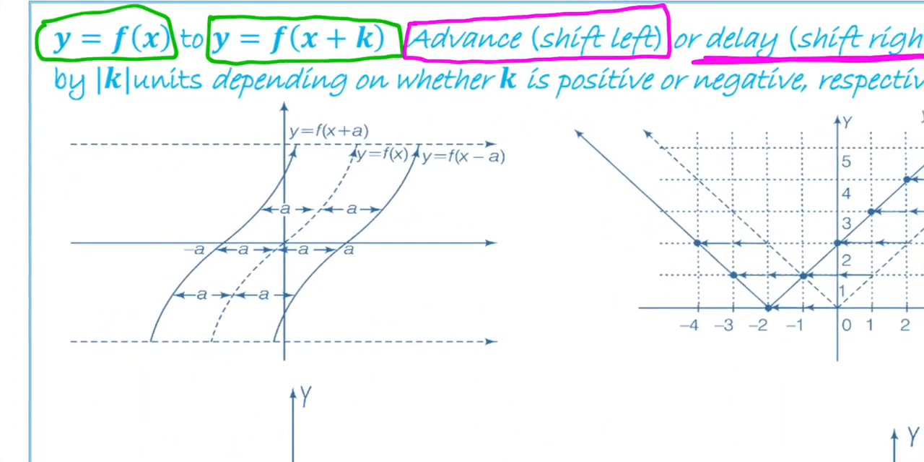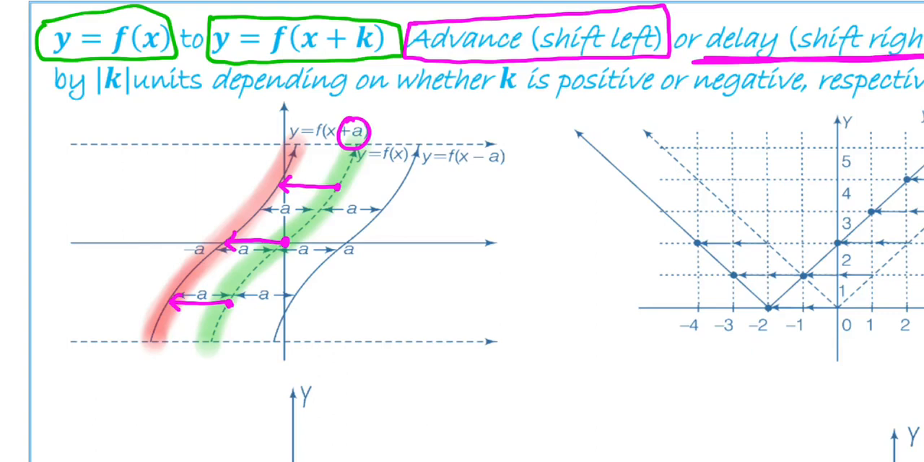So this is our first case. Suppose the function given to us is y is equal to f of x. This is the graph of the function. If we have to plot the graph of the function y is equal to f of x plus a, every point is shifted towards the left hand side by an amount of a. So our graph gets shifted towards the left hand side, and we obtain the graph in this form.